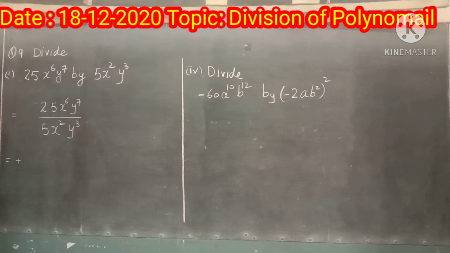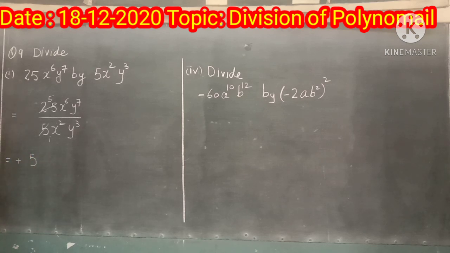Secondly, divide the coefficient. The coefficient of the numerator is 25 and the coefficient of the denominator is 5. So we will reduce them. 5 ones are 5 and 5 fives are 25. So when we divided these two, what answer did we get? 5.